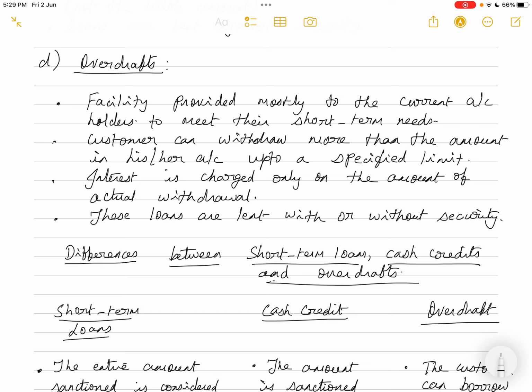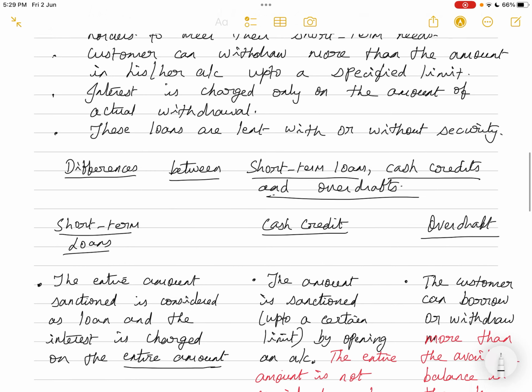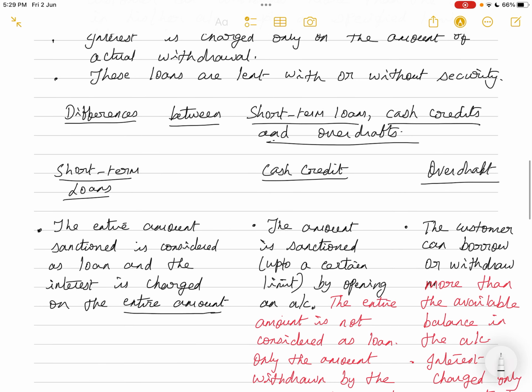Okay, you have to make a note of in what way the rate of interest is charged, what types of loans the bank provides against security, and what types of loans the bank can provide even without security. Please make a note of all those things. For your understanding, here are the differences between short term loans, cash credit and overdraft, so that the concept will be clear to you. In short term loans, the entire amount sanctioned is considered as loan, and the interest is charged on the entire amount.